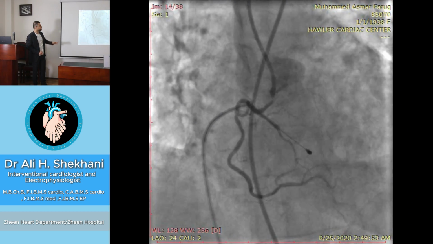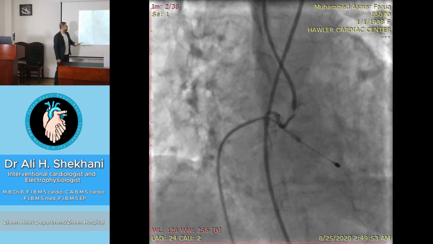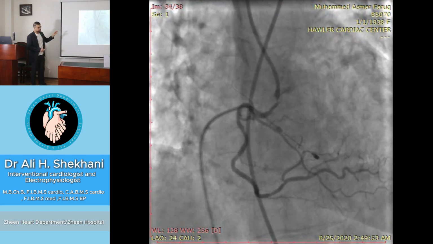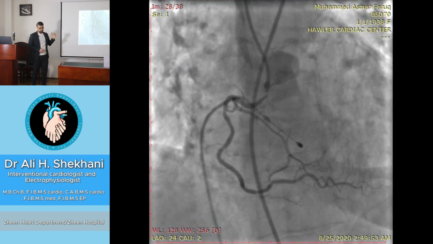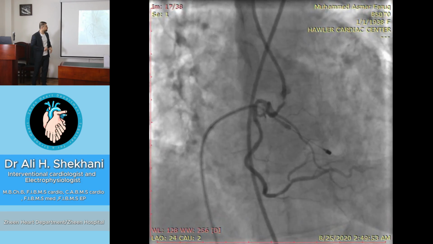And this is the coronary angiography. You can see here a subtotal right coronary artery lesion. After fixation of the right coronary, after a few days, the patient's heart rhythm returned back to normal.